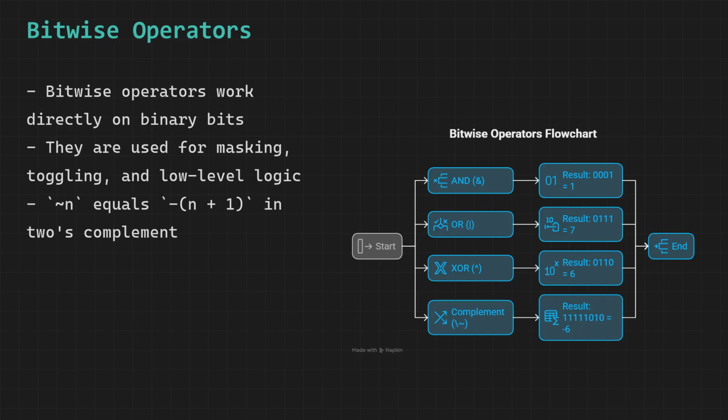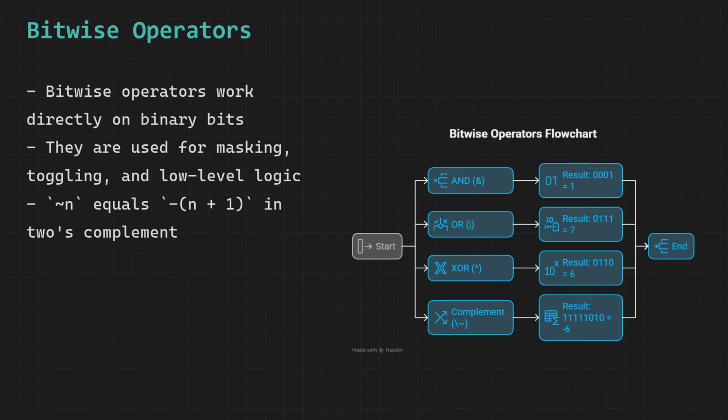Bitwise operators operate at the lowest level. They work directly on the individual bits, meaning zeros and ones, of integer values. To understand them, you need to think in binary. Take a = 5, which in binary is 0101, and b = 3, which in binary is 0011. These values are used throughout the diagram.